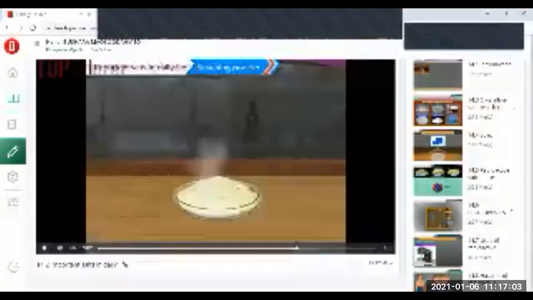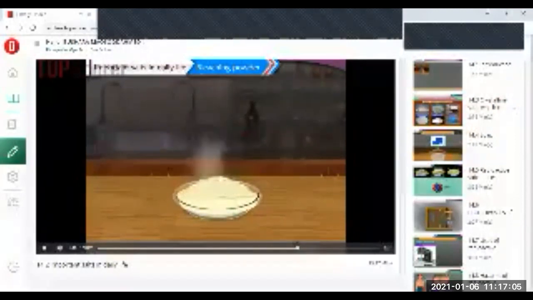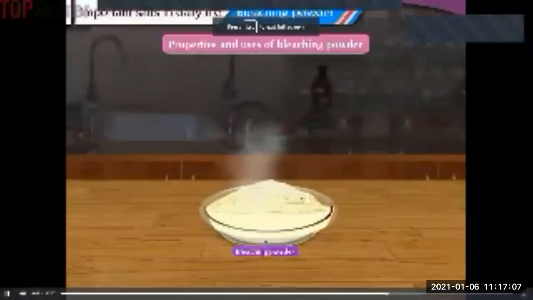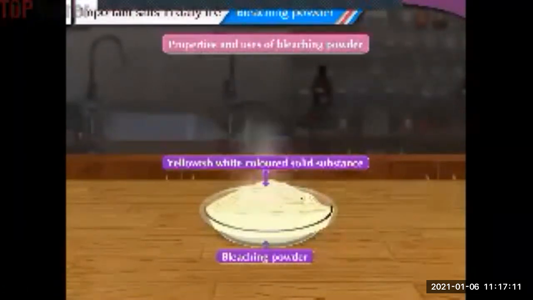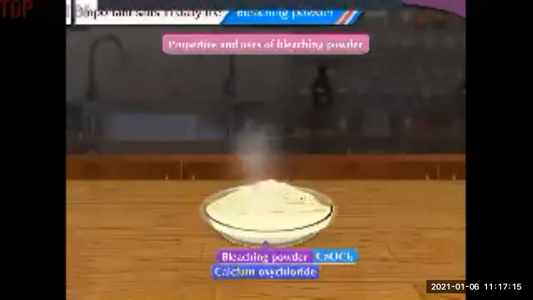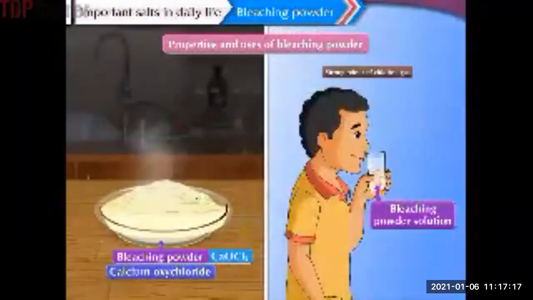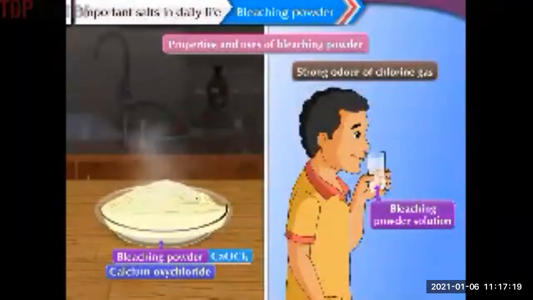Let us understand the properties and uses of bleaching powder. Bleaching powder is a yellowish white colored solid substance. Its chemical name is calcium oxychloride. It has a strong odor of chlorine gas.